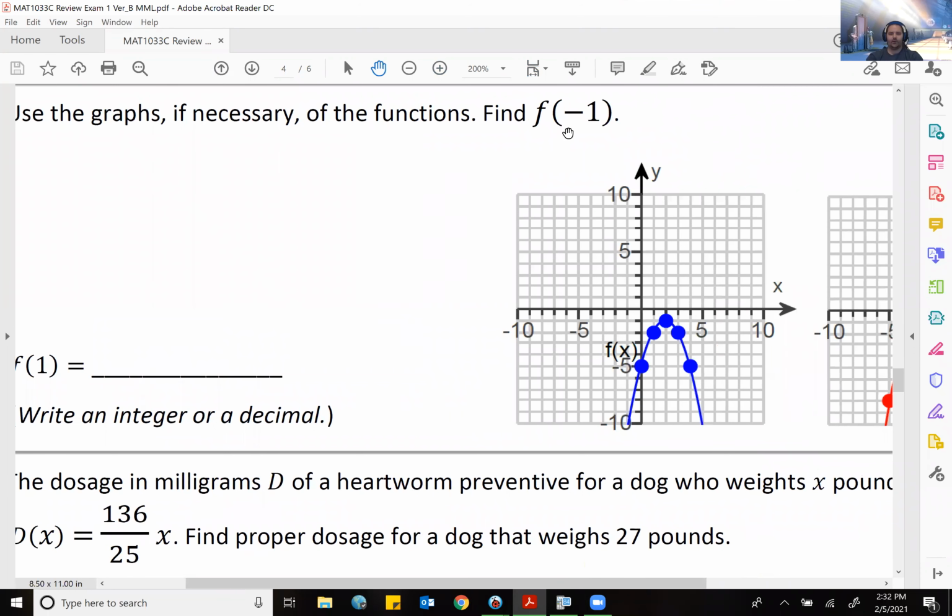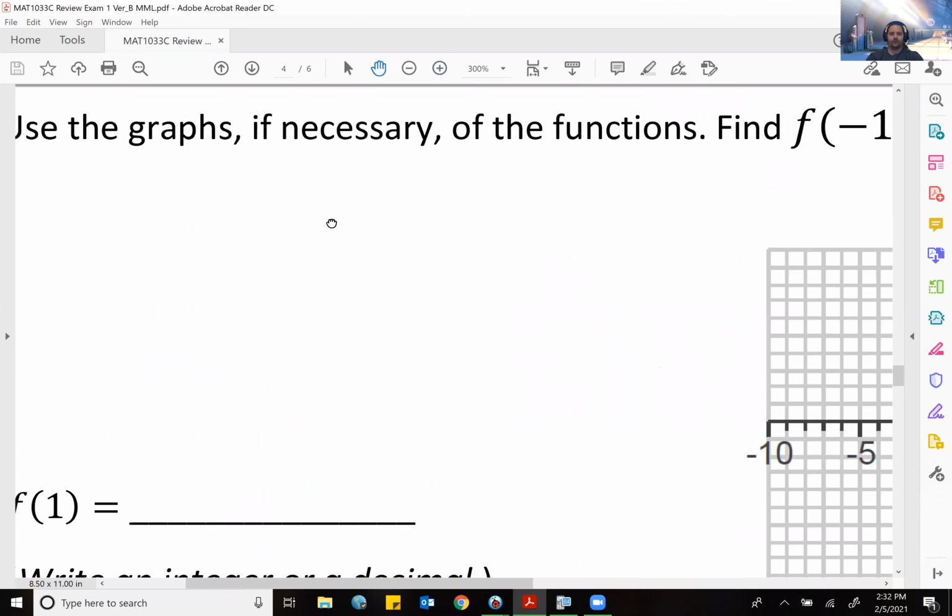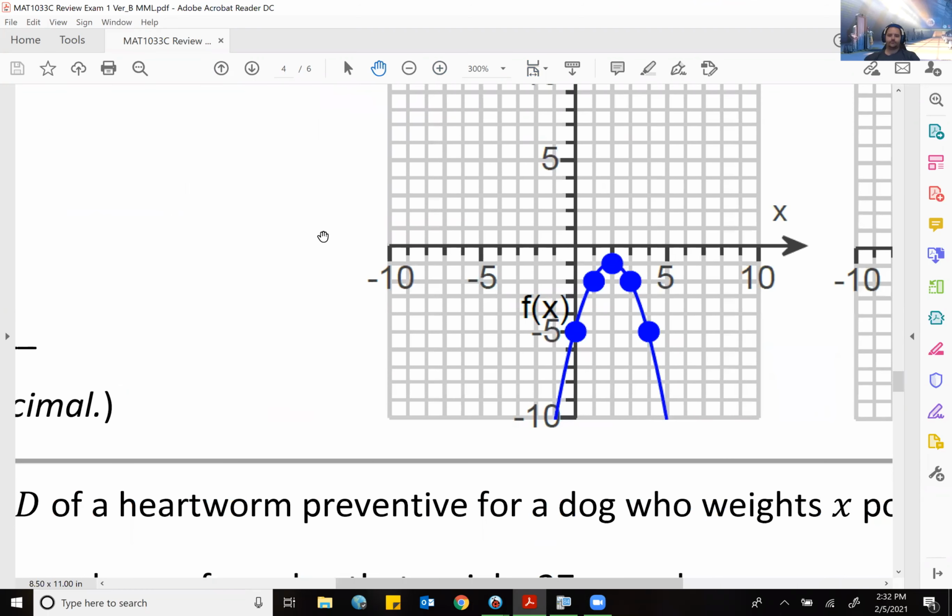What is -1 going to be? Zoom in a little bit more. X is -1. What's the y value? Is it -2? It is not -2. -2 would be right here.